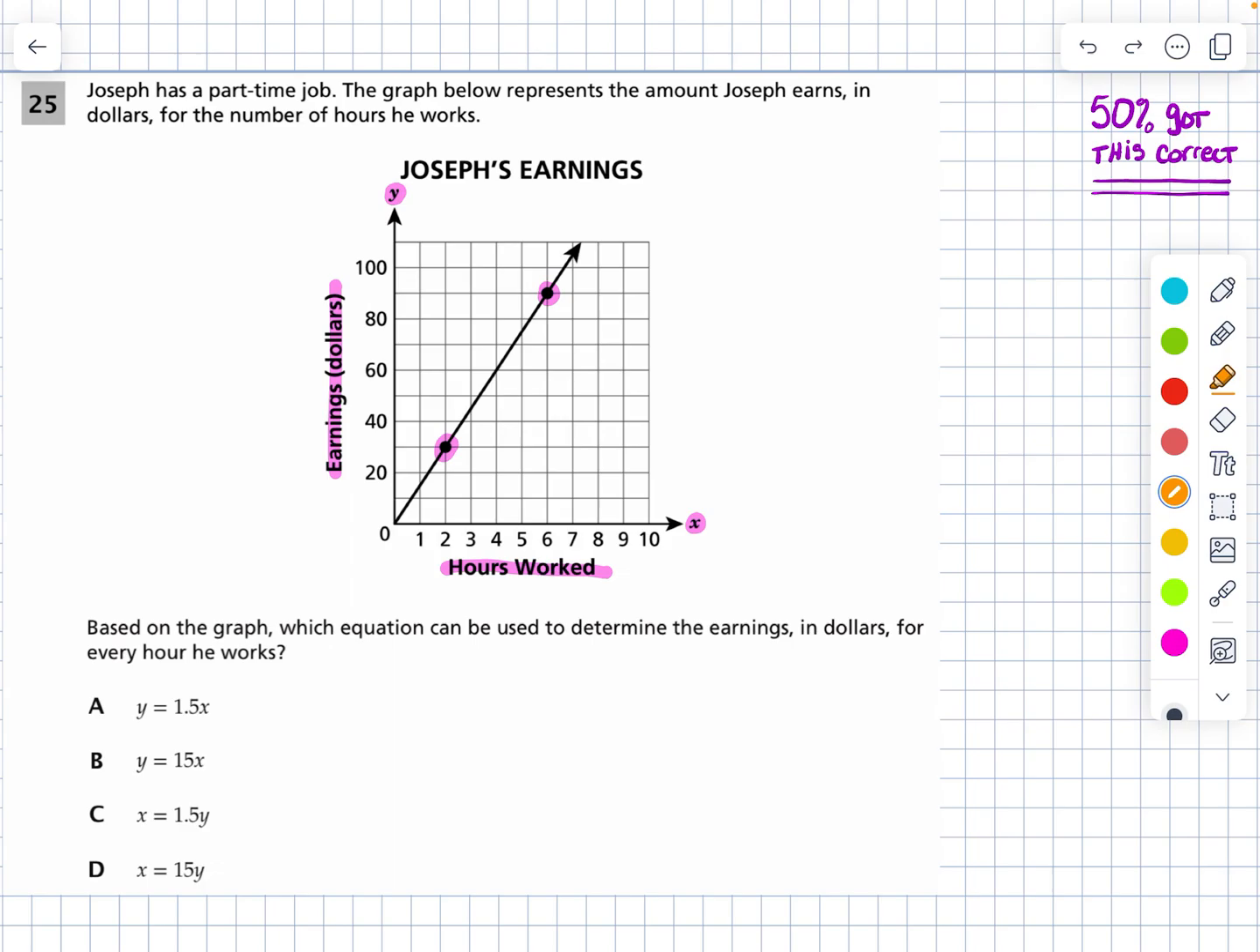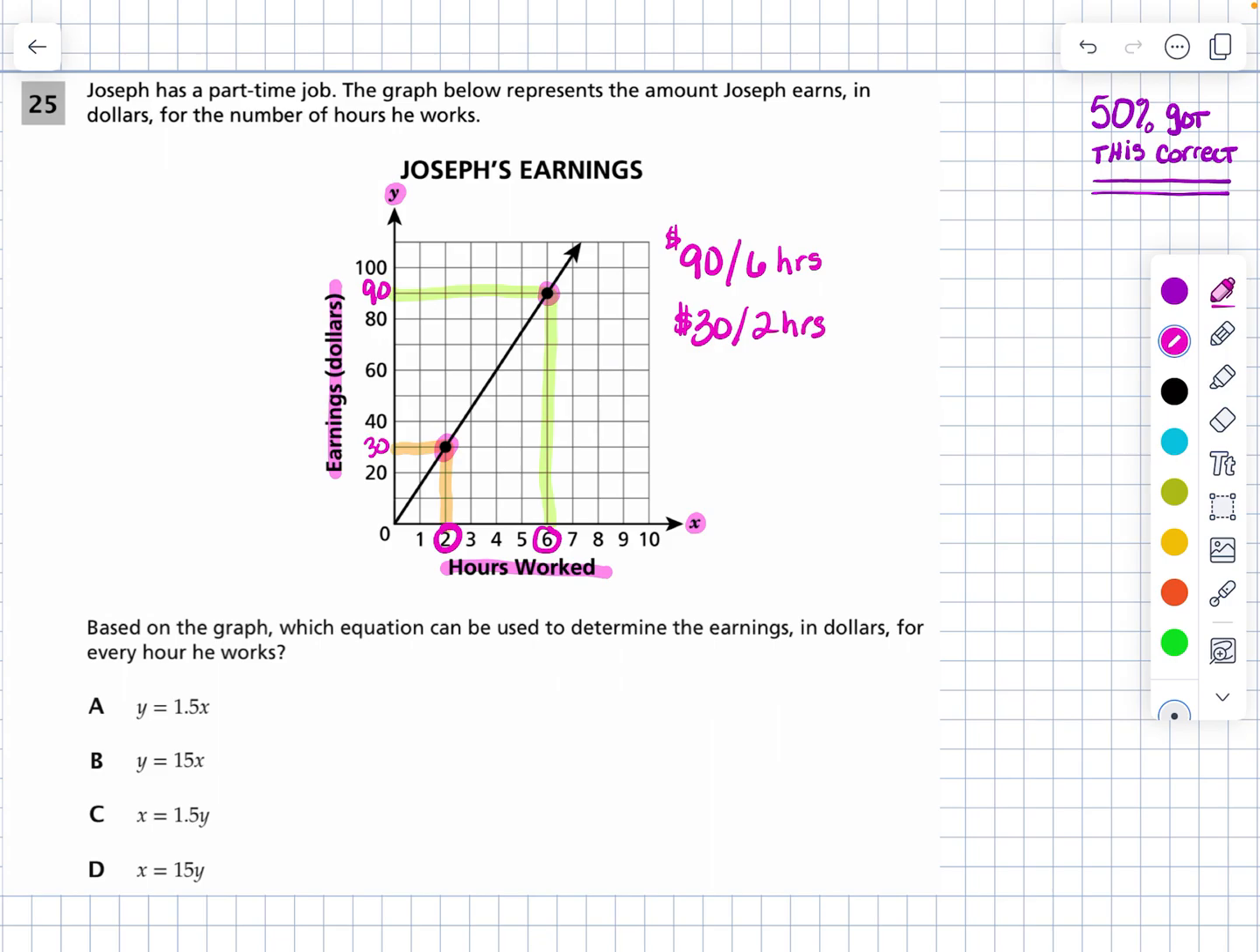Let's get a different color here. So on this point right here, we've got $90 made for 6 hours of work. So we can write that down, $90 for 6 hours of work. And then let's look at another point, this one here. And this one's going to be $30 for 2 hours worked. So $30 for 2 hours.